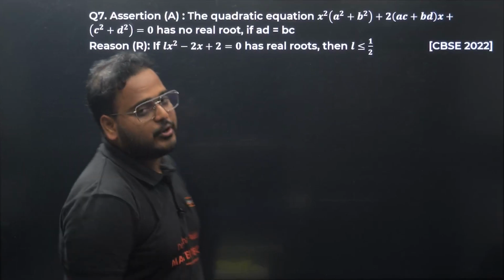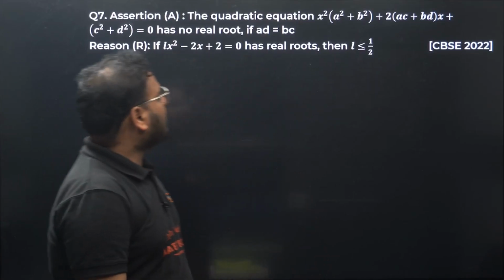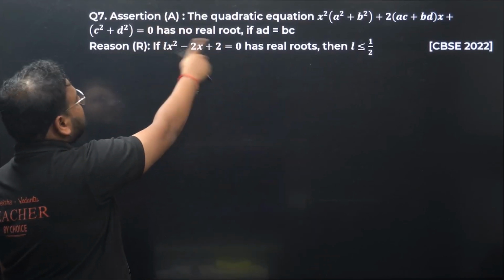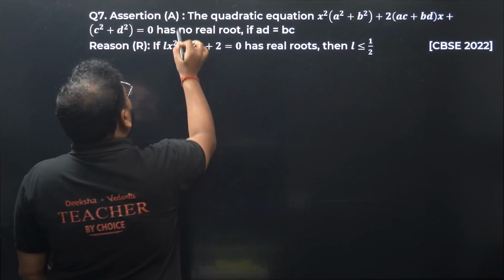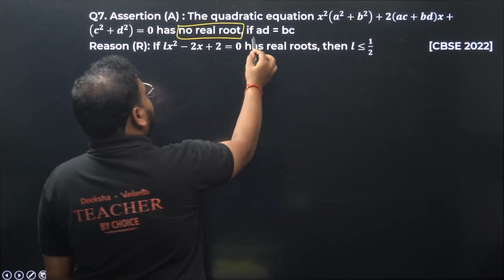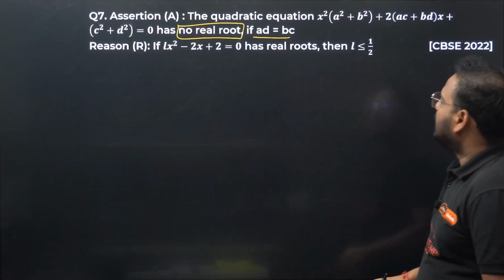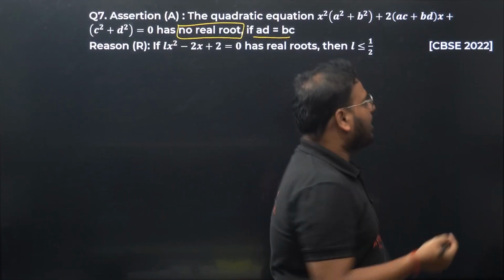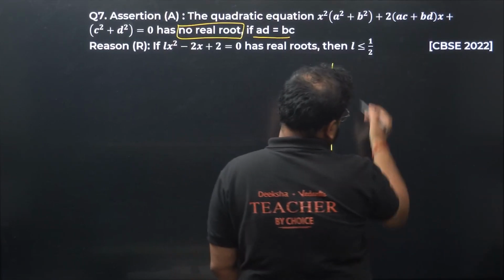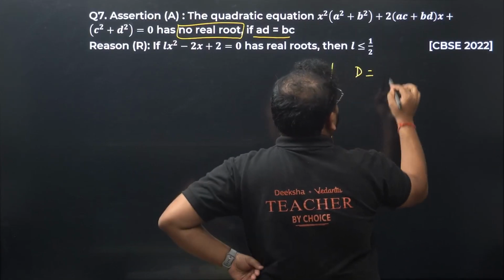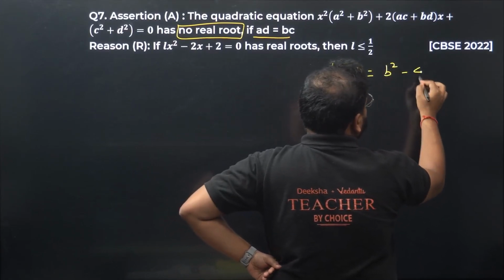Question is, a quadratic equation given in that format has no real root if AD equal to BC. If AD equals to BC. Okay. Let's begin solving it then. How do you solve for no real root, sir? Find D first. I have a formula B square minus 4AC.